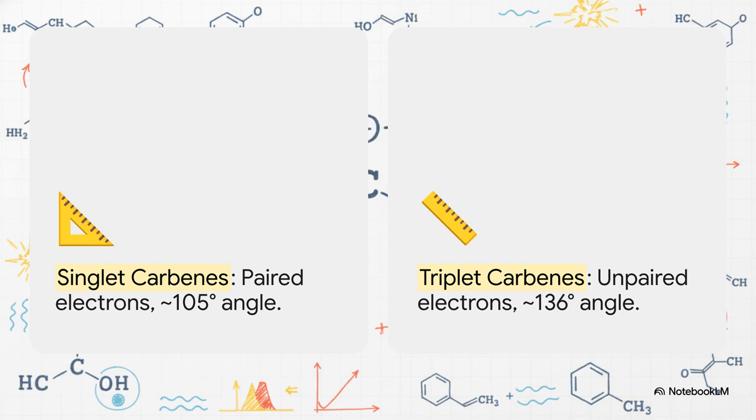Finally, we have carbenes. These guys are completely neutral, but they are highly reactive intermediates. Depending on what groups are attached to them, they'll either pair their two non-bonding electrons tightly together to form a bent singlet geometry, sitting at a roughly 105-degree angle, or they'll unpair those electrons into a much wider triplet stance, spreading out to around 136 degrees. It's just this incredible structural dance, and it is dictated entirely by the surrounding substituents.